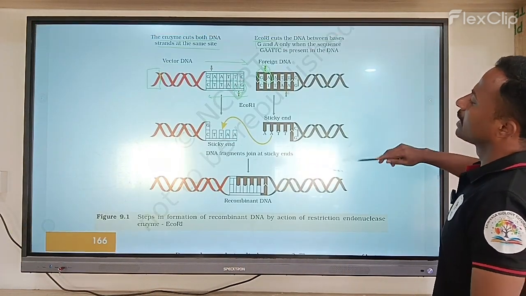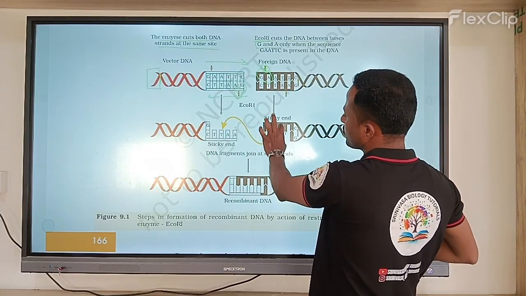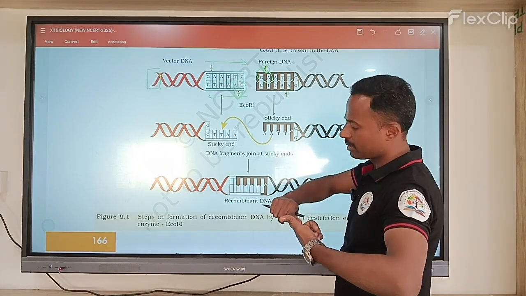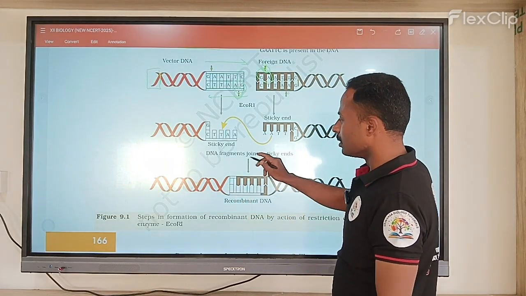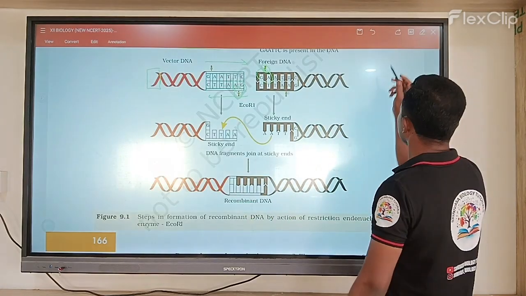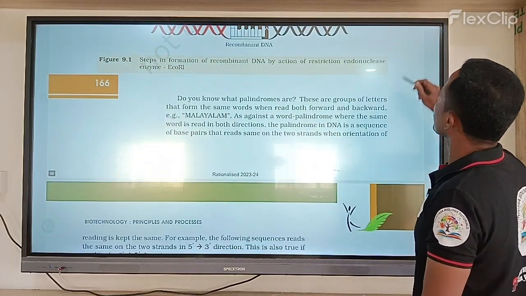After they cut, sticky ends are formed here, and also here. These two sticky ends get joined with the help of what? The DNA ligase enzyme, and we develop one rDNA. rDNA means recombinant DNA is formed.